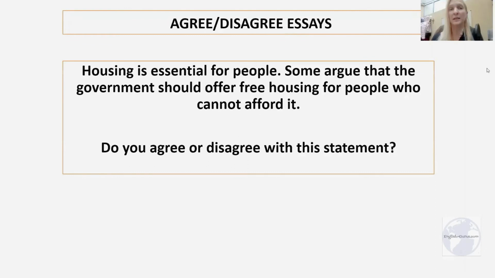Agree, disagree essays. Example, housing is essential for people. Some argue that the government should offer free housing for people who cannot afford it. Do you agree or disagree with this statement? So in this type of essay, you need to agree or disagree and explain why. So take a look at our video on this type of essay also. You'll see that in our introduction video and main body paragraph video, that is the single idea essay.